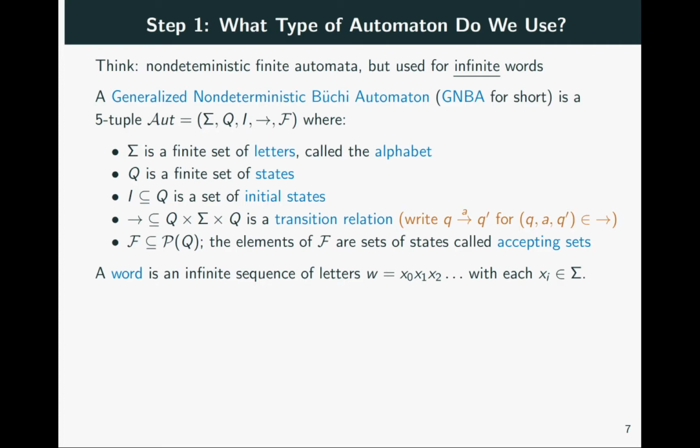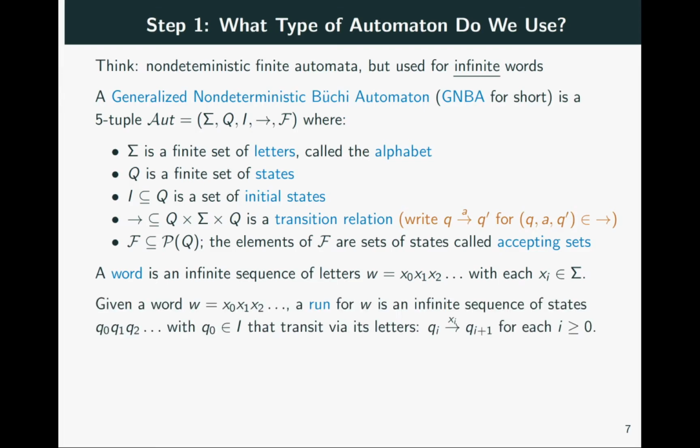So words for us are always infinite. What we call a word, w, is an infinite sequence of letters, x0, x1, x2, and so on. The way GNBAs interact with words is via so-called runs. These are infinite sequences of states, such that the first state in the sequence is initial, and any consecutive states in the sequence transit via the given word's letters. In symbols, if we write q0, q1, q2, and so on for the infinite sequence, we have that q0 is an element of I, and qi transits via xi to qi+1 for each i.